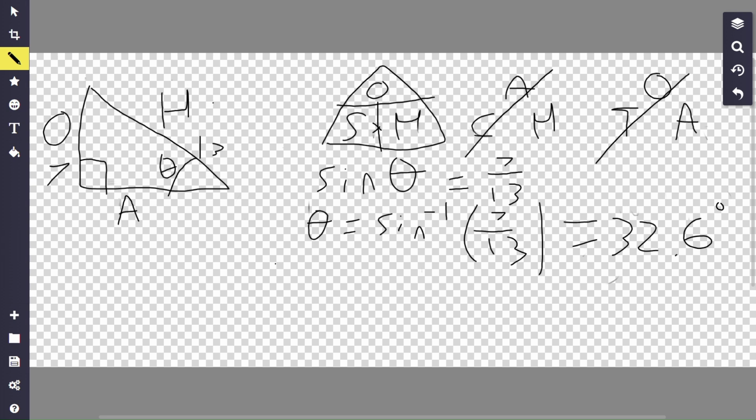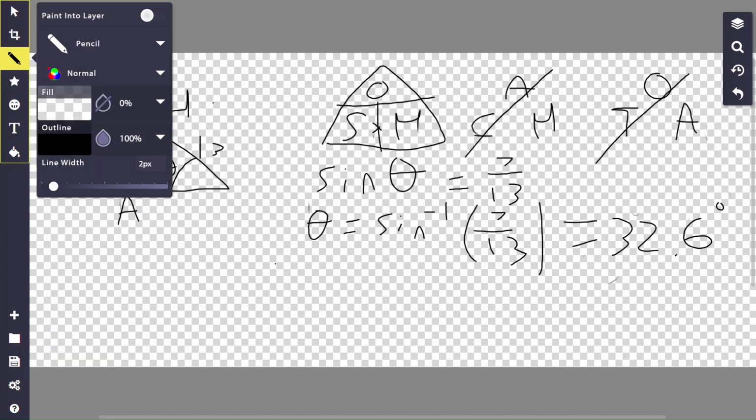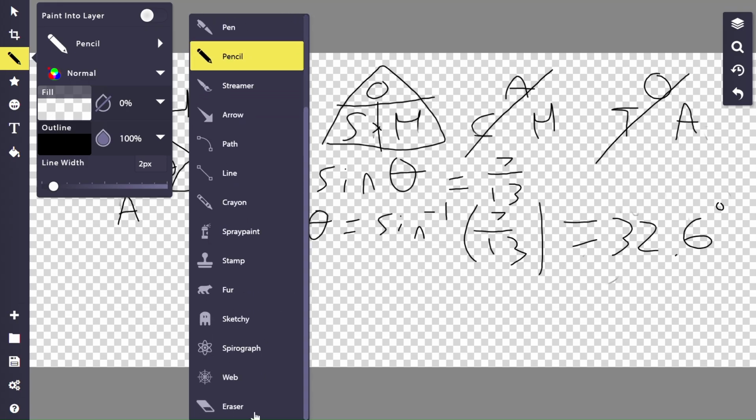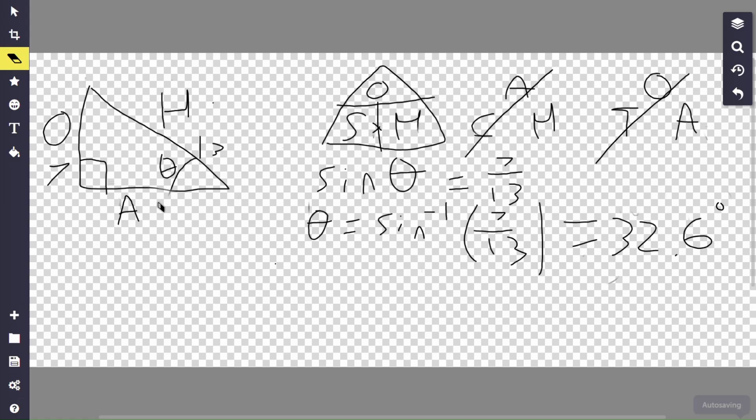Theta is 32.6 degrees. And it's just the same if we have, let's say, instead of the opposite we had the adjacent as 7. We just say the adjacent was 7 instead, and the hypotenuse was still 13. Instead of sine, we'd use cos. It'd still be 7 over 13 because A is on top of the CAH, because we'd have to use CAH because we have no O, and there's O in SOH, and there's O in TOA, but there's no O in CAH, so that's what we use.